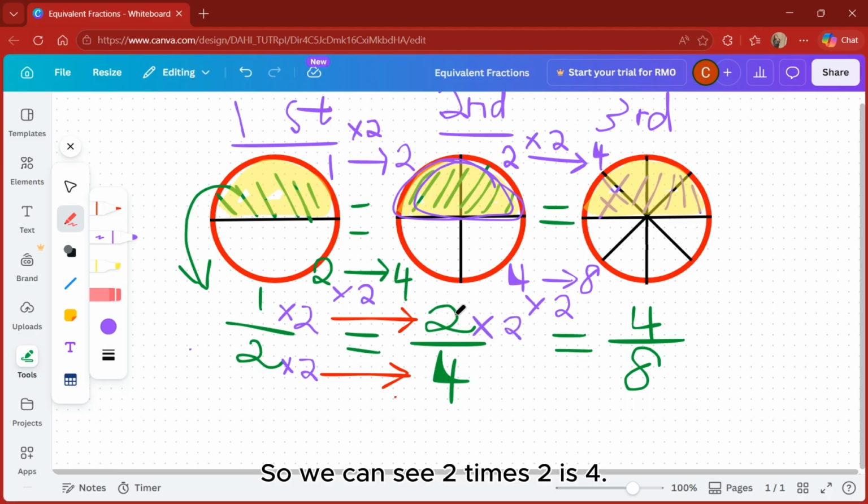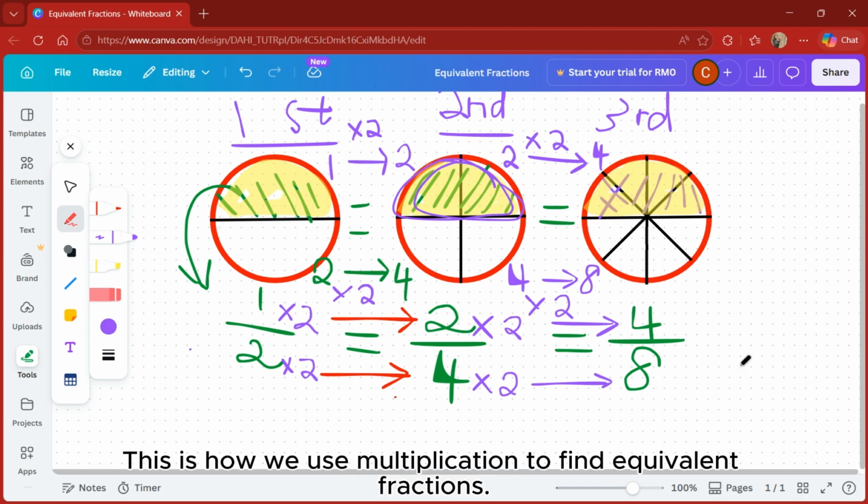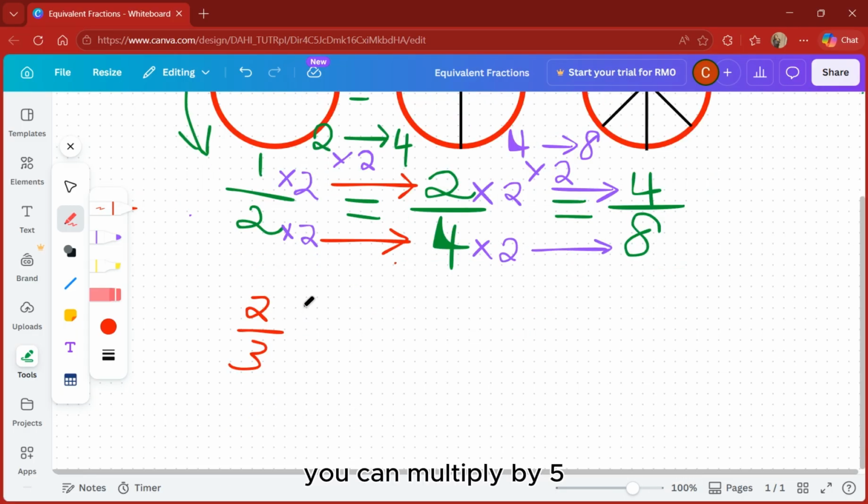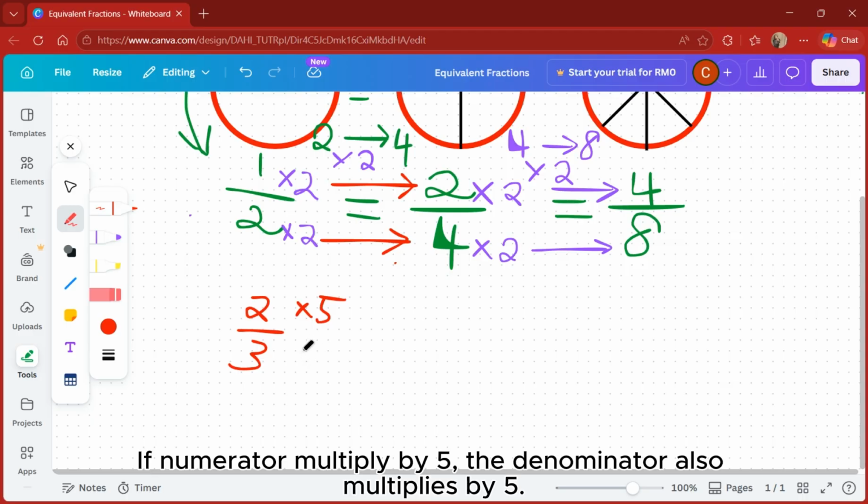So we can see 2 times 2 is 4. 4 times 2 is 8. This is how we use multiplication to find equivalent fractions. There are more examples, like 2 over 3. You can multiply by 5. If the numerator is multiplied by 5, the denominator is also multiplied by 5.